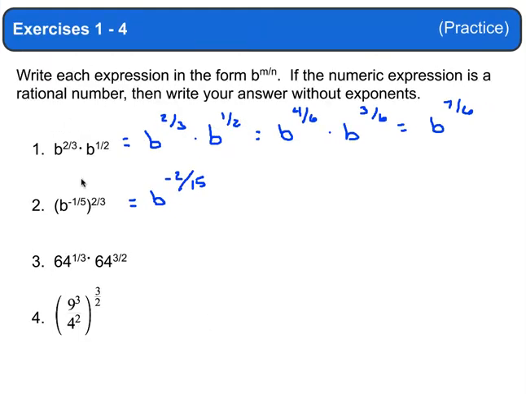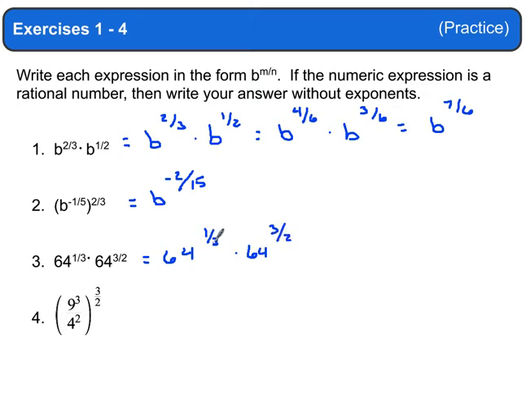So this one's going to work like number 1. So instead of b's, we have actual numbers, so we can actually simplify this one. But again, you can see that we don't have common denominators. So we do have to deal with and address that first. So we end up with 64 to the 1/3, and we have a 64 to the 3/2.